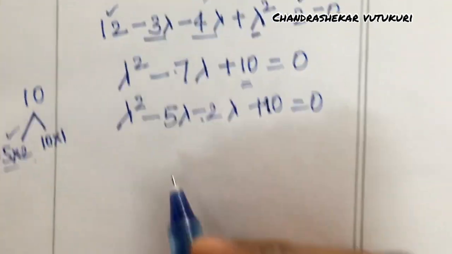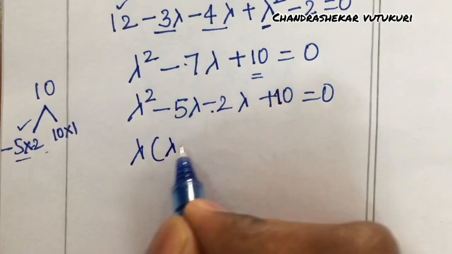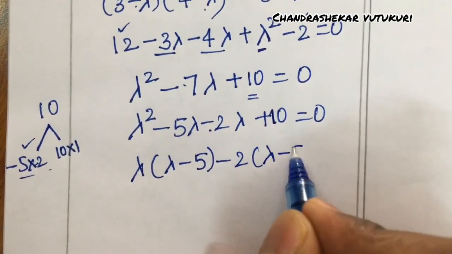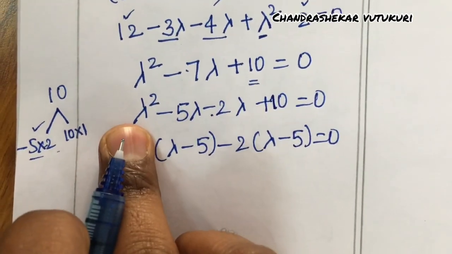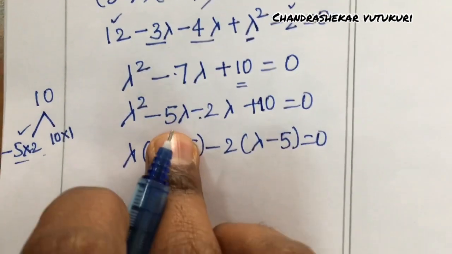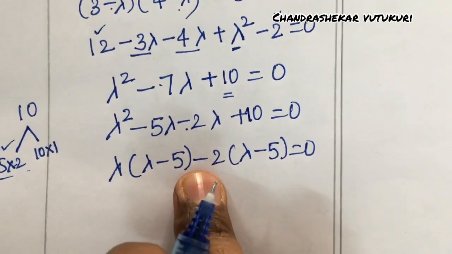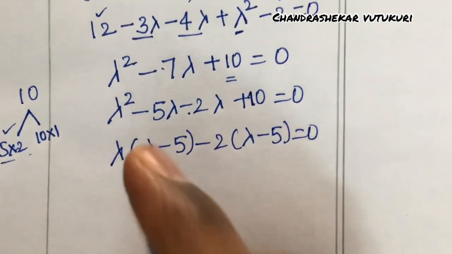Isn't it, dear students? So, from this we can work out the factors. That is how lambda into lambda minus 5 and minus 2 of lambda minus 5 equals 0. Lambda into lambda will give you lambda square, and lambda minus 5 will be minus 5 lambda, and minus 2 is taken common from this. So minus 2 lambda, and minus of minus will be plus 10. This is how we are supposed to work.